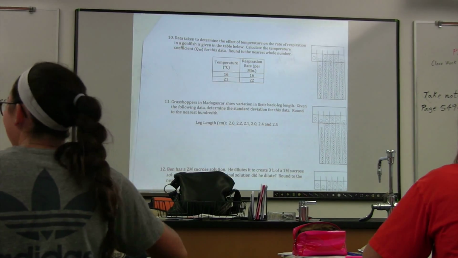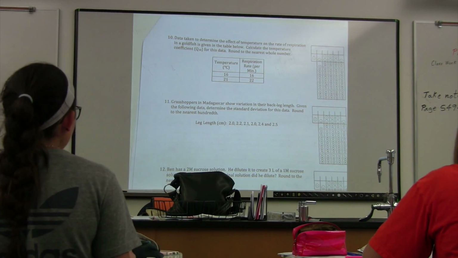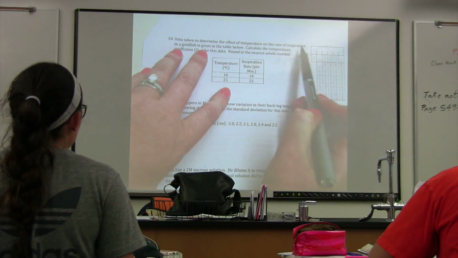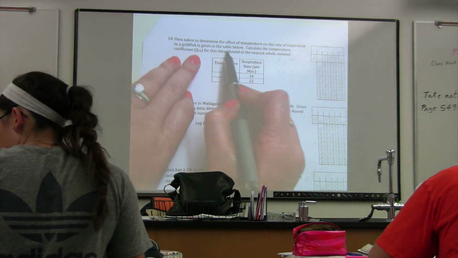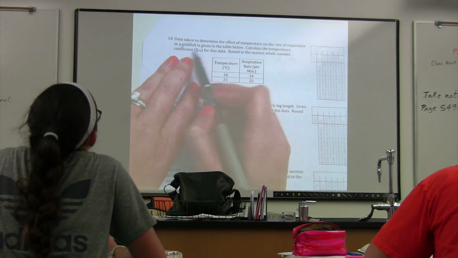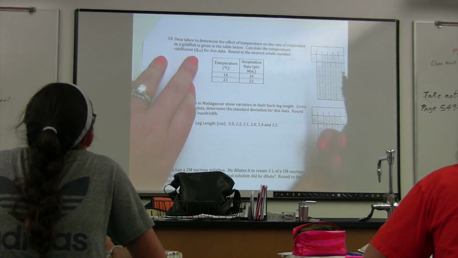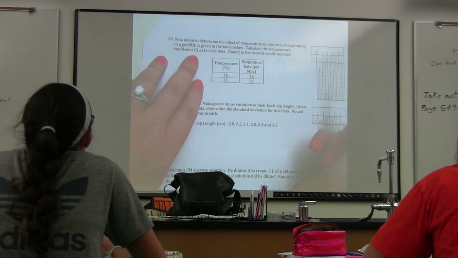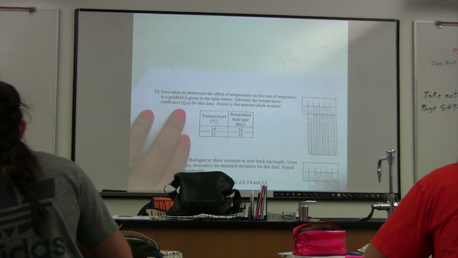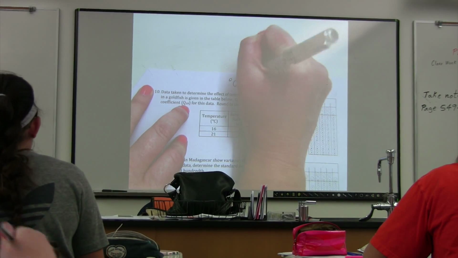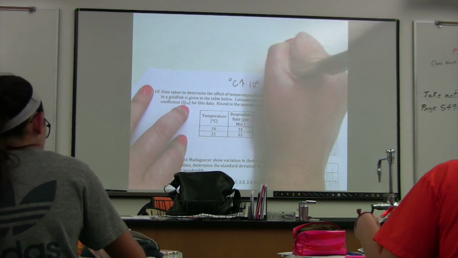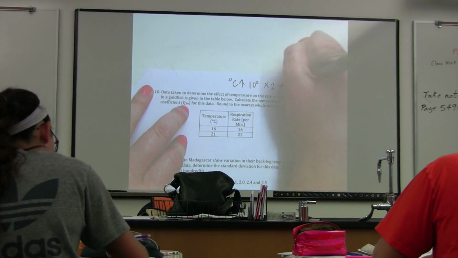Data taken. I care about this one. Data taken to determine the effective temperature and the rate of respiration in a goldfish is given in the data table below. Calculate the temperature coefficient Q10 for this data. Well, Q10 basically tells me if my degrees Celsius increases by 10 degrees, I'm going to multiply my rate by 2.